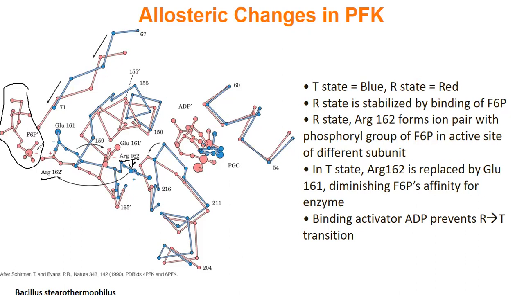In the T state, which is different, instead of arginine being there, we have glutamic acid 161. So in the T state, we're in the off state, and we have a glutamic acid there. If any fructose 6-phosphate wants to bind, that negative phosphate is going to be right next to a negative glu amino acid. So you're going to have repulsion and F6P won't want to bind. When it switches to the R state, glu gets out of the way and more or less goes to where arginine 162 is. So you have this kind of molecular switch to say what will bind or not.